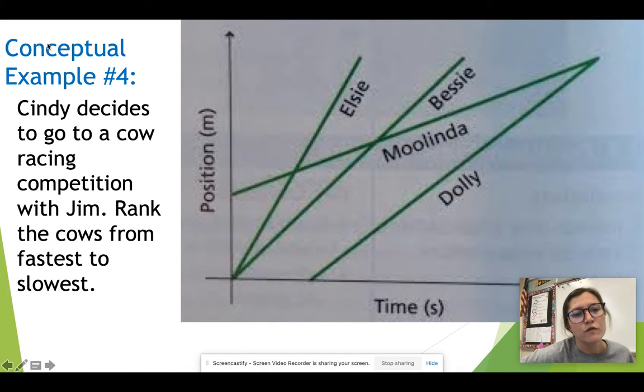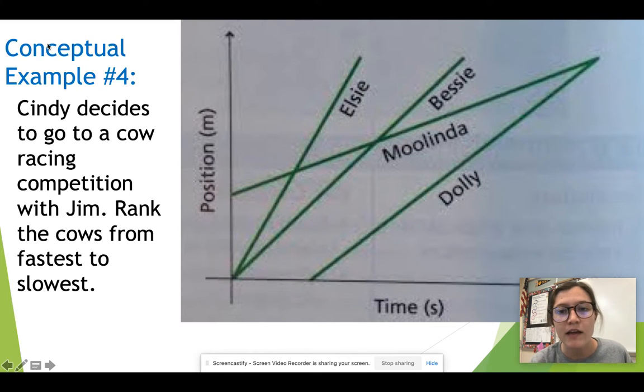Concept example number 4. Cindy decides to go to a cow racing competition with Jim. We're given the position versus time graphs for the 4 cows, and we're going to rank the cows from fastest to slowest. We know that speed and position are related, as the velocity, or the speed, is the change in position over the change in time.